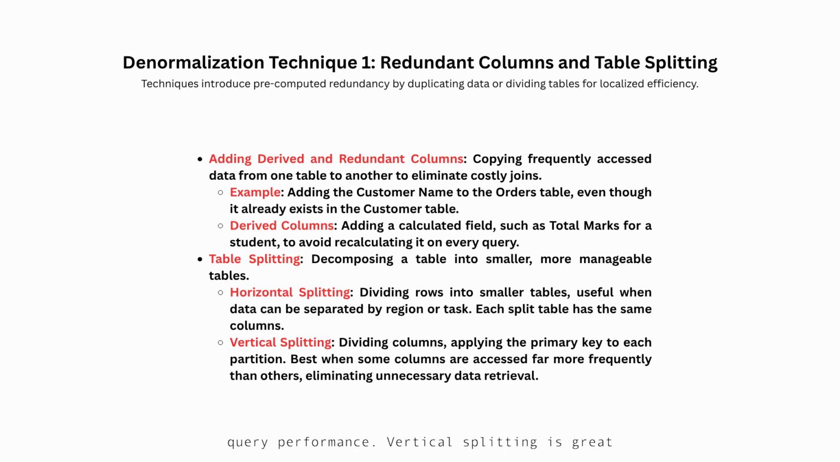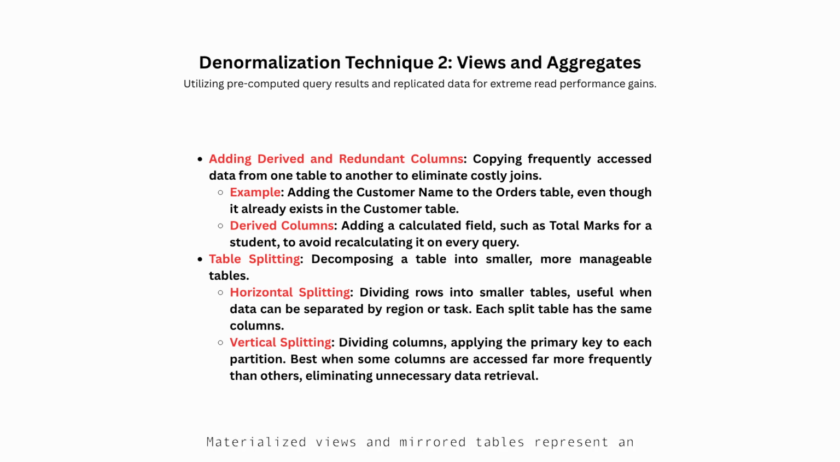Vertical splitting is great if you have very wide tables. If a hospital's patient table contains common details like name and ID, and rarely accessed details like medical history, split them. Queries accessing just the patient name and ID don't have to scan the massive medical history text field, making the reads much faster.